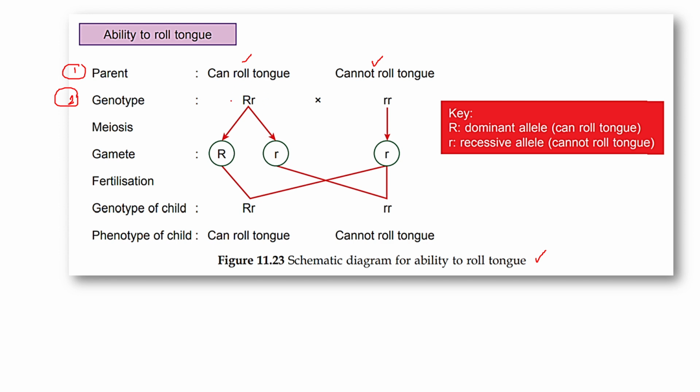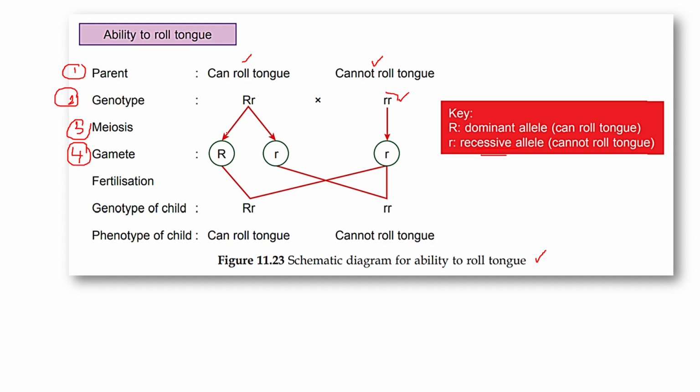This is heterozygous. For the characteristic of cannot roll tongue, that means recessive alleles. In order for the recessive trait to show, both recessive alleles must be present. Next is the process of meiosis, where gametes are formed.